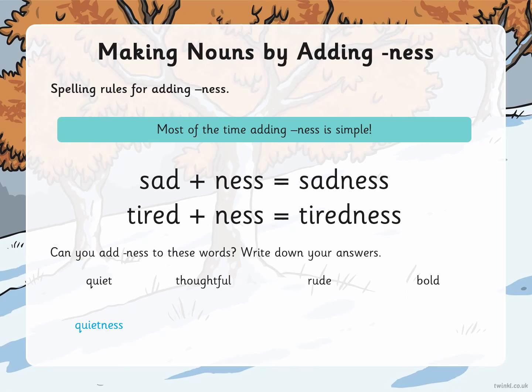Did you have a go at writing the other three words down? Let's have a look now and see if you were correct. So the next word was thoughtful. If we add the ness suffix onto the end of thoughtful, it becomes thoughtfulness. The next word was rude. If we add the ness suffix, it would become rudeness. And the final word was bold. If we add the ness suffix onto the end of the word bold, it becomes boldness. Did you get those answers right? Well done if you did.